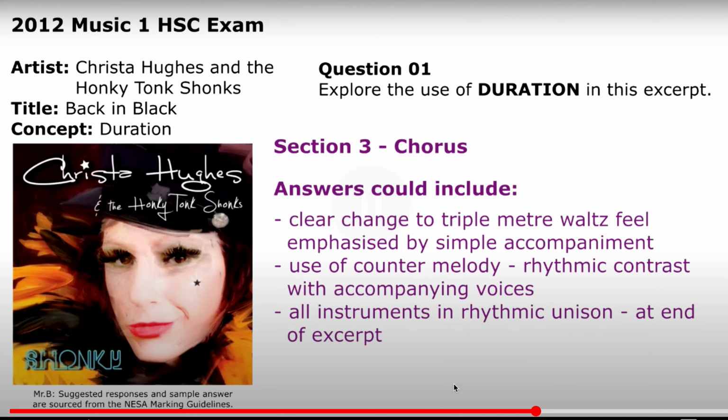Okay, so we've got a moment there with a counter melody, and then you've got a lead melody over the top, which is the female. And then finally, to finish, we've got all instruments in rhythmic unison at the end of the excerpt. So that's coming up here. Unison, of course, meaning playing the exact same thing at the same time. So we've got drums, banjo, tuba bass, and voice all doing the exact same rhythm at the exact same time. That's what rhythmic unison means, and it happens here.